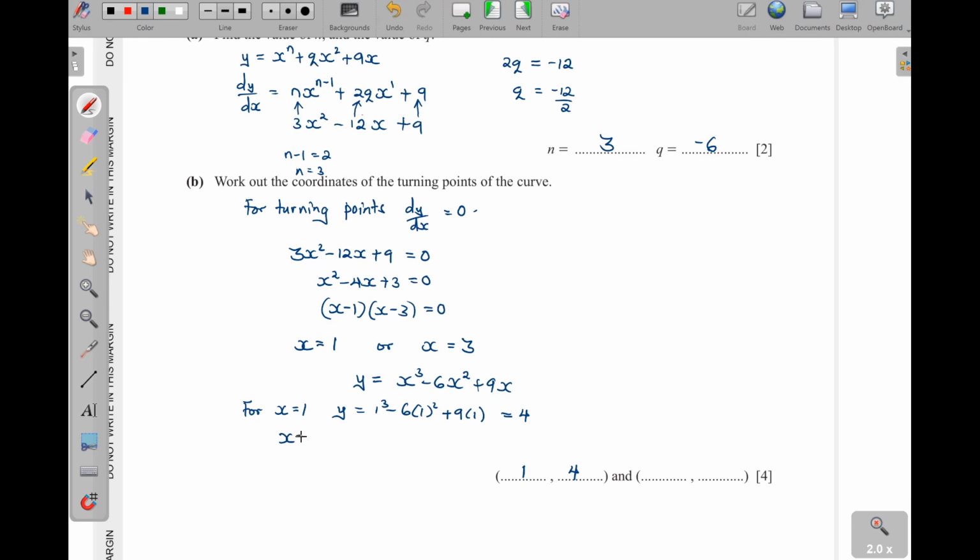And then for x equal to 3, y will be 3 cubed, that is 27, minus 6 times 3 squared, then plus 9 times 3. Now 3 squared is 9, times 6, that is 54. 9 times 3, that is 27. Now 27 plus 27, that is 54, minus 54, that is 0. So meaning we shall have (3, 0) here.